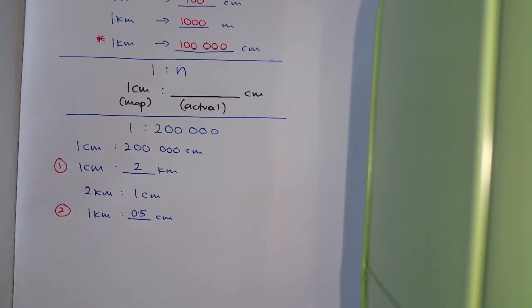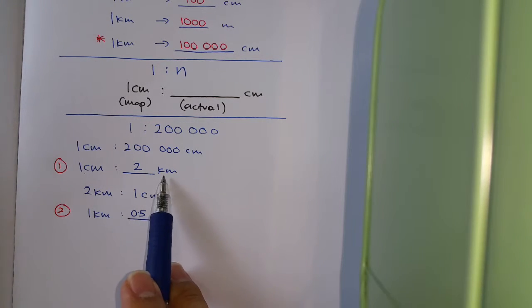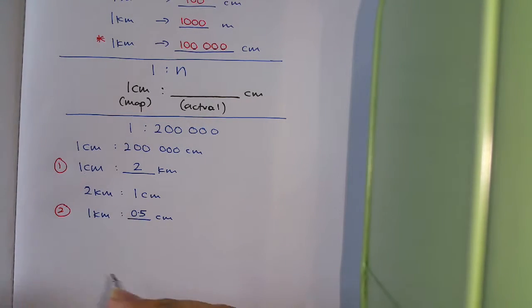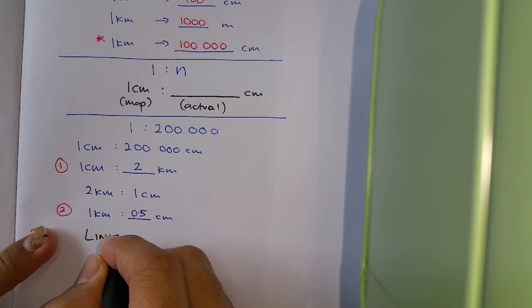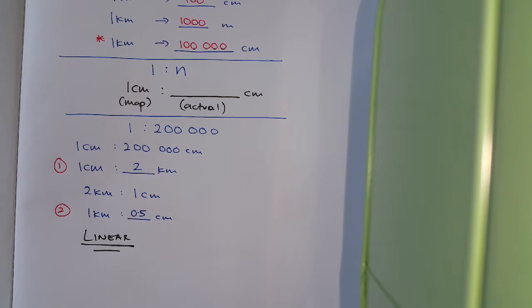Let's say you get this kind of situation, where they say the distance between these two towns or villages is 1 kilometer. On your map, you should get 0.5 centimeters. So these two, cm to kilometers and kilometers to cm, are called your linear scale. Each time you need to measure linear distance, the length or whatsoever, you use these two scales.